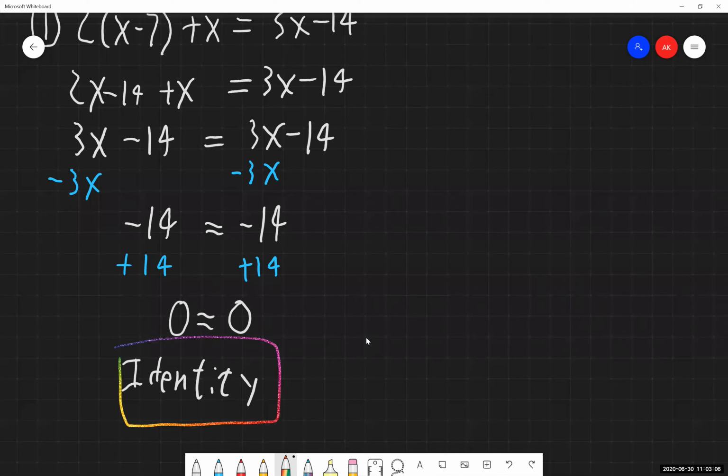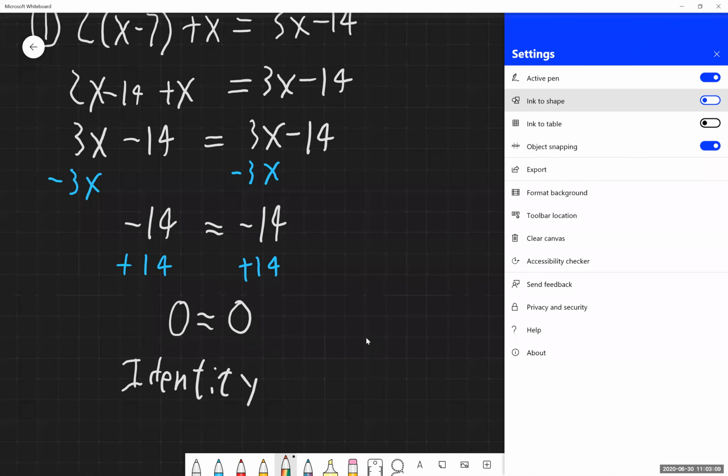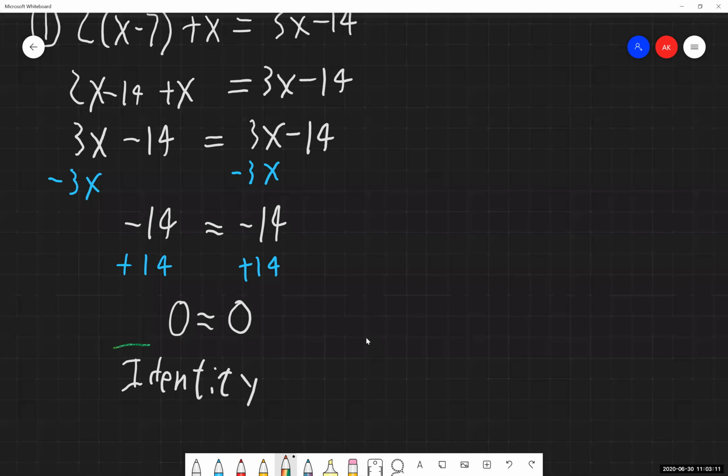There we go. It's not doing it. Where's the box? There we go. Let's get the box going with this. Make this look nice. There it is.